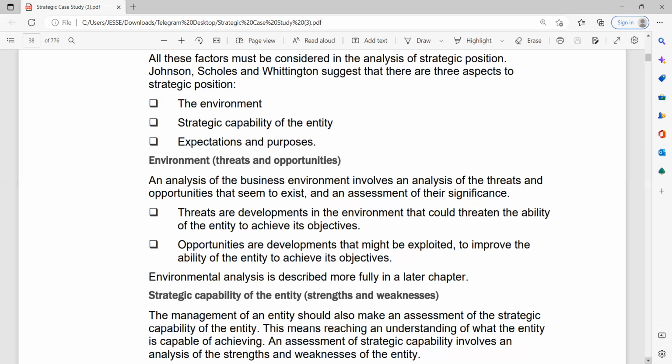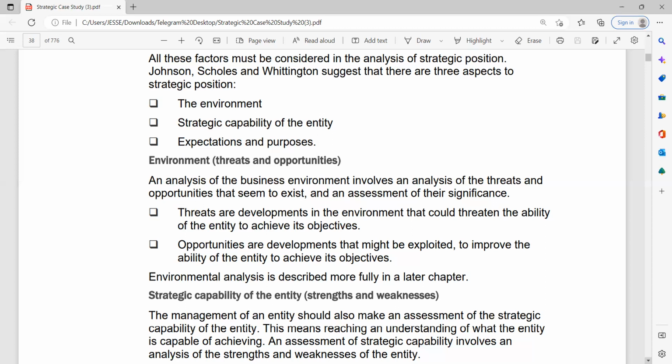Now, when we talk about the environment, we are referring here to the external environment, right? Later we will delve into the model we call SWOT analysis, which is strengths, weaknesses, opportunities, and threats. So that's what the SWOT analysis is. This is very, very important to understand. But here we are specifically referring to the external environment.